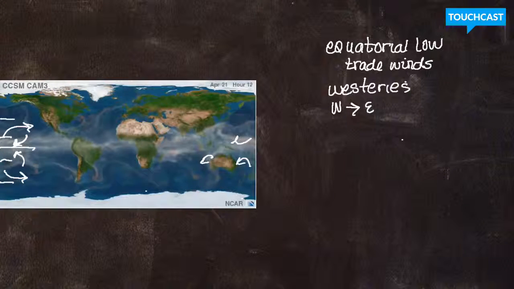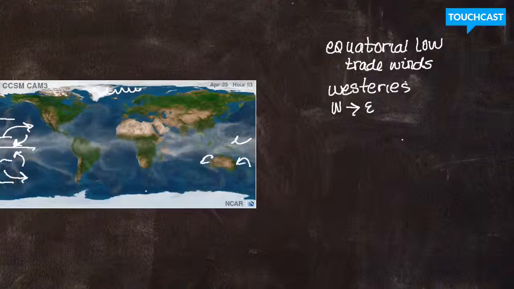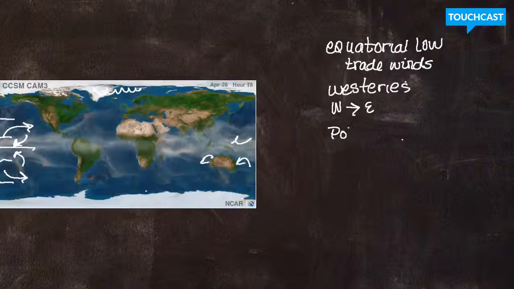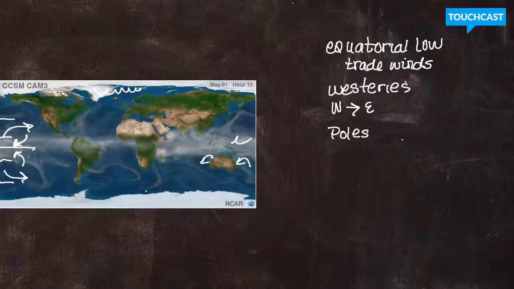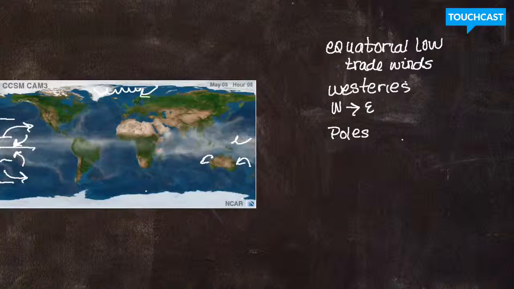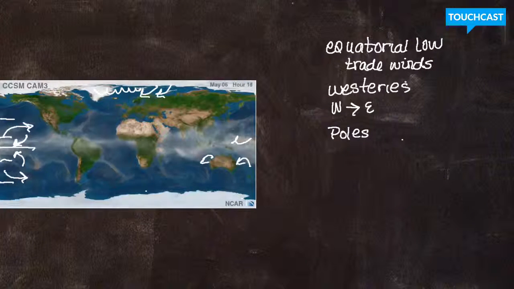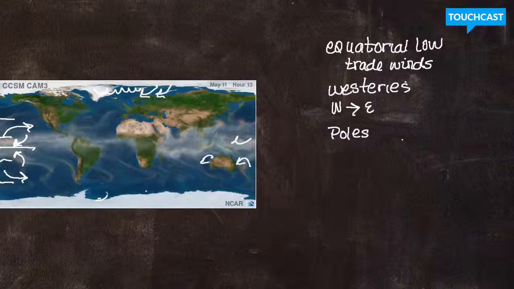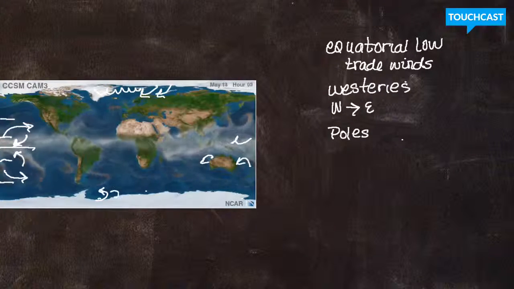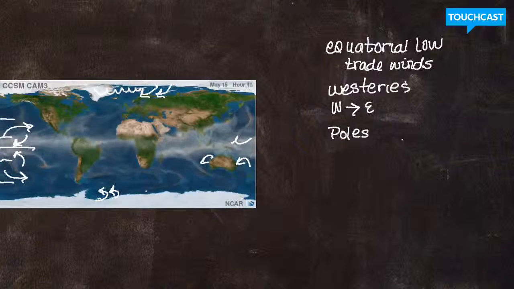And then when we get up here, we know that this air up here is cold because we're at the poles. And we can't really see these winds very well, but these winds are going to flow easterly. So they're going to come back here, blow easterly because they're cold.